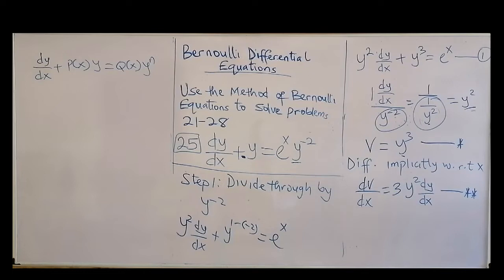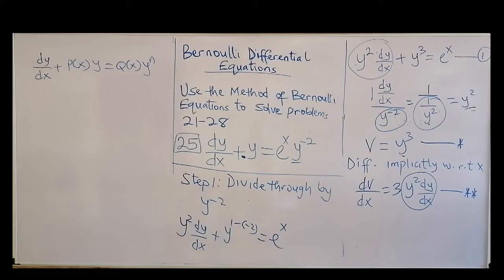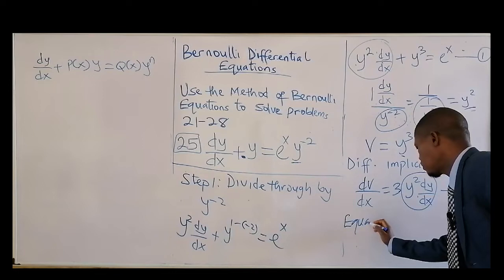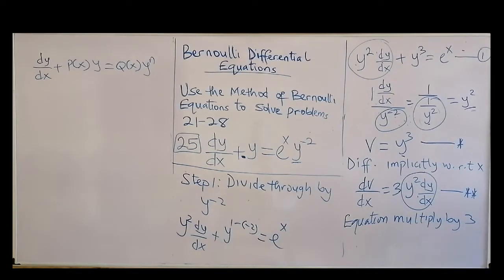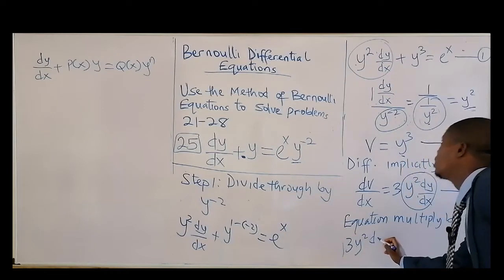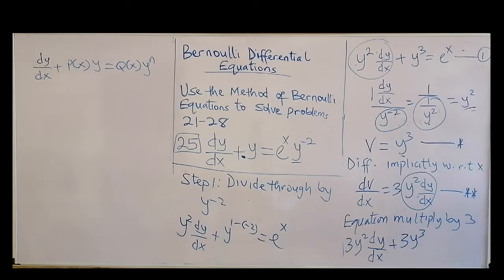Okay, let's now see the relationship between equation 1, equation star, and equation double star. Check the double star. This is also here too. But 3 is here, 3 is not here. So multiply this equation by 3, so that this and this can be the same thing, and we can substitute the dv/dx there. So equation 1, multiply by 3. If you do that, then we have 3 y squared dy/dx plus 3 y cube, then equal to 3 e to the power x. Call this one equation 2.